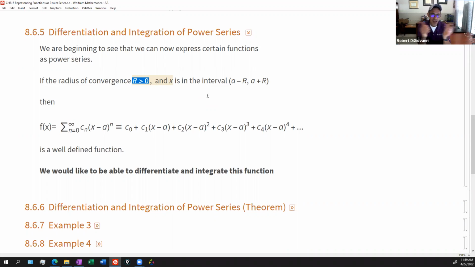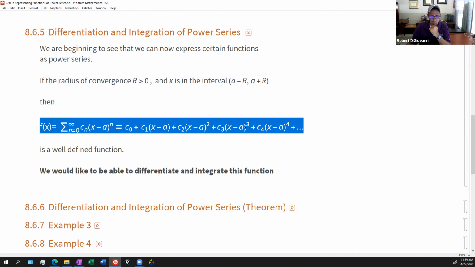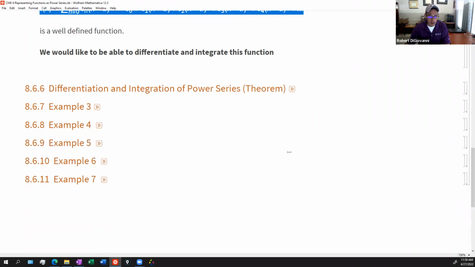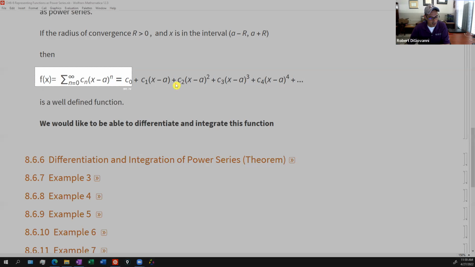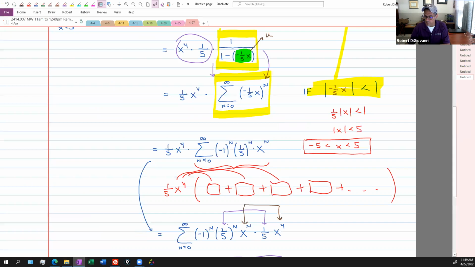So as long as the radius of convergence is bigger than 0, that means we have some interval of convergence, and then this function would be well defined, meaning that on some interval it would have meaning. We would like to be able to differentiate it and integrate it. I will show you the formulas in a second, but I want us to figure out the formulas on our own first.